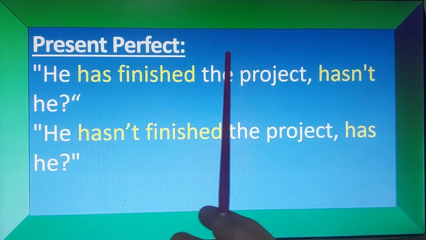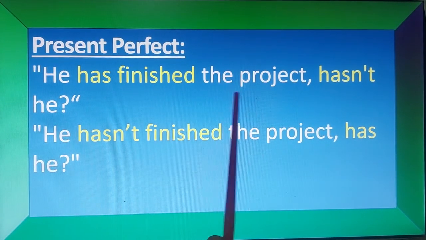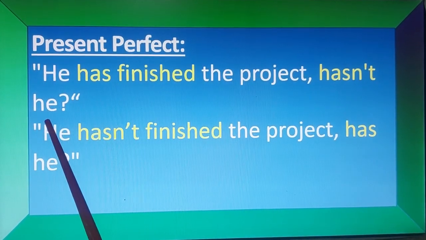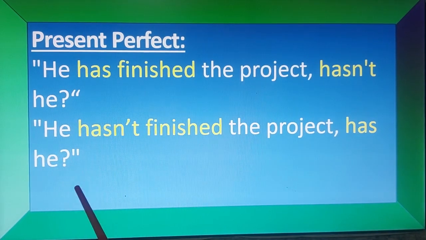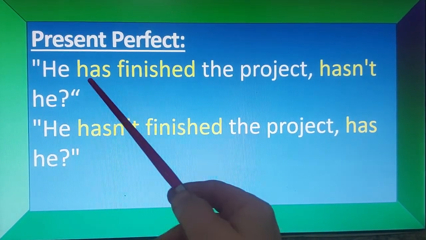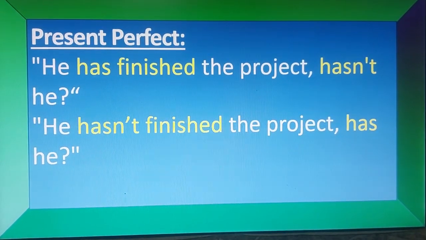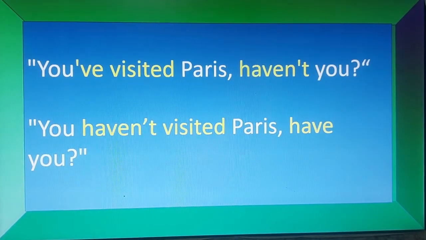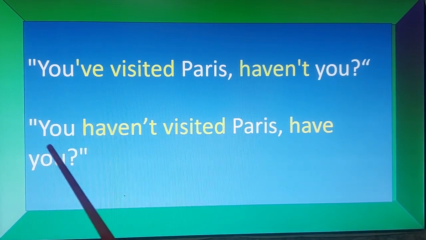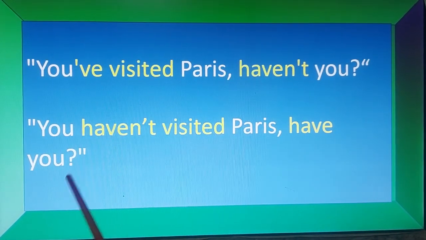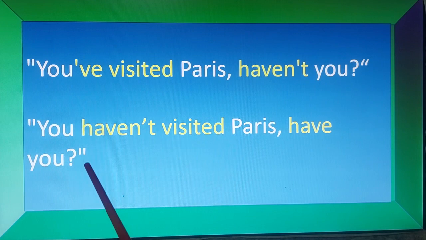In the present perfect, he has finished the project, hasn't he? He hasn't finished the project, has he? I keep the same. Here it's positive, here it's negative. You visited Paris, haven't you? You haven't visited Paris, have you? Okay.